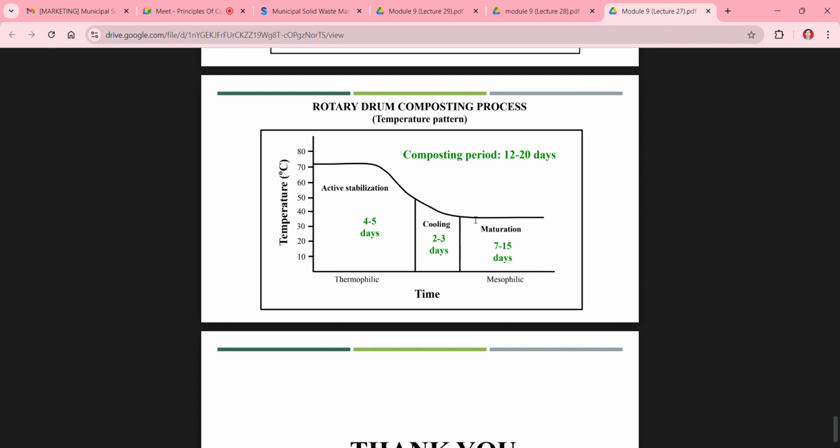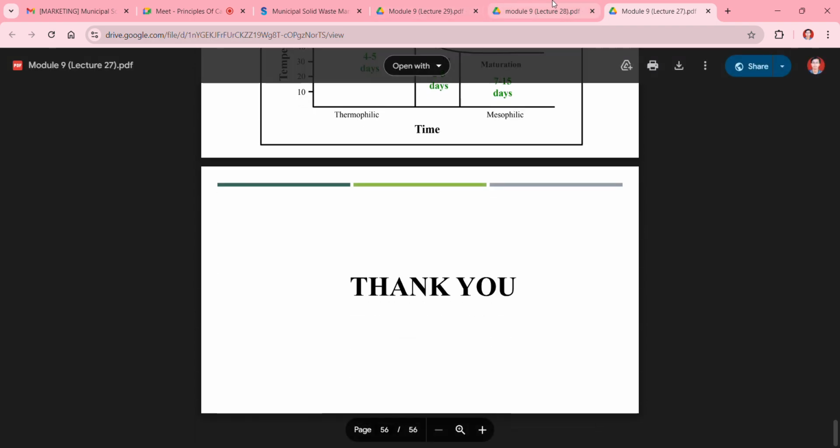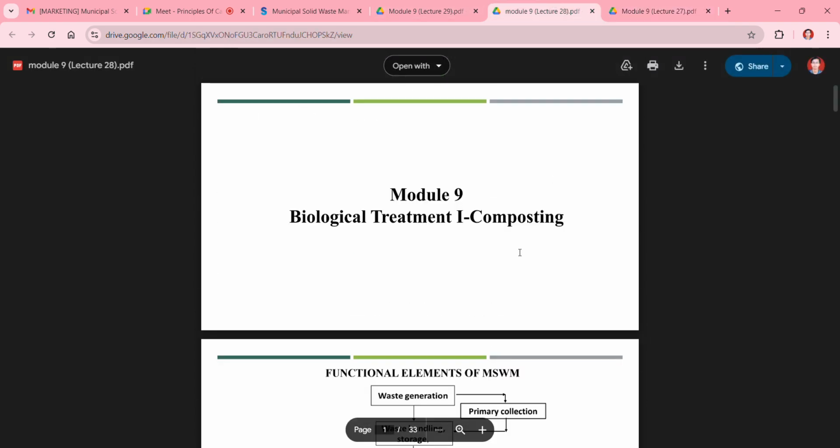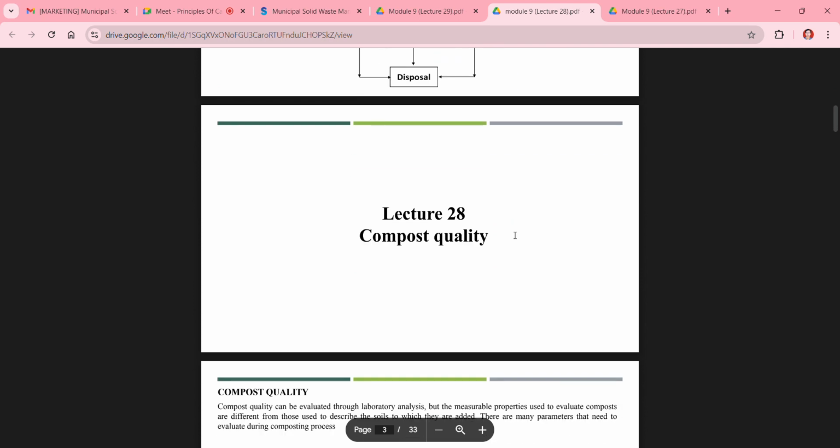For the maturation period, we can use an aeration system or static pile system also. We don't have to do the maturation inside the rotary drum composter only. Okay, after 5 to 6 days of active stabilization and cooling period, we can go for the aeration or static pile process for the maturation period of 7 to 15 days. Okay, then coming to the second lecture of the week.